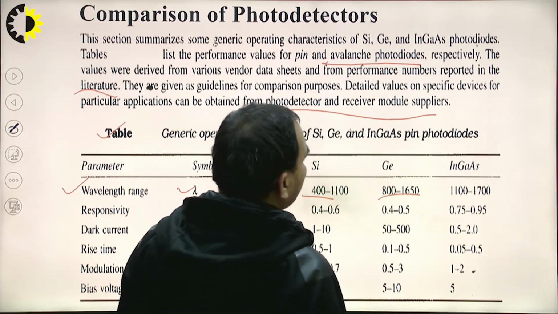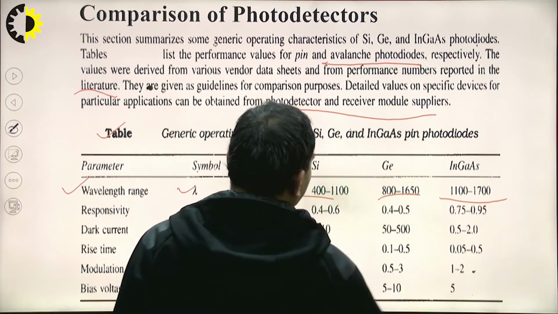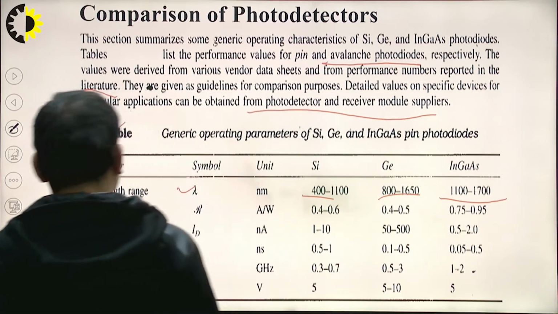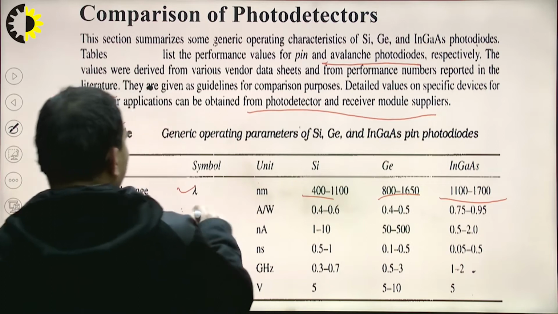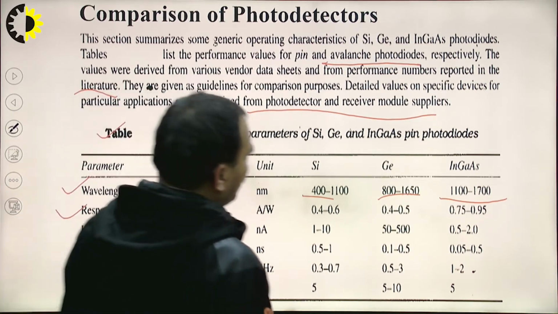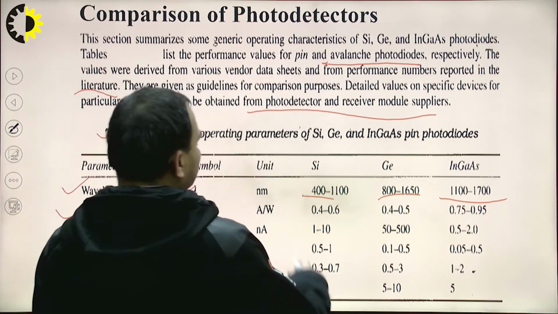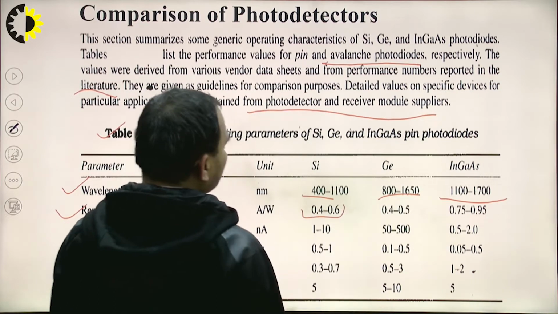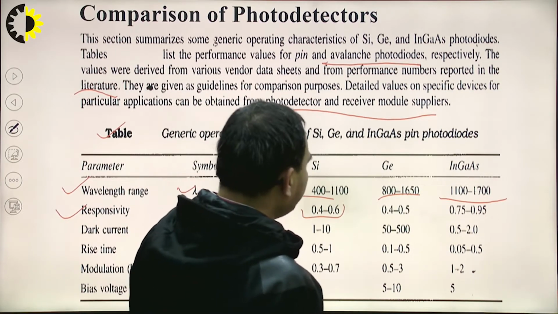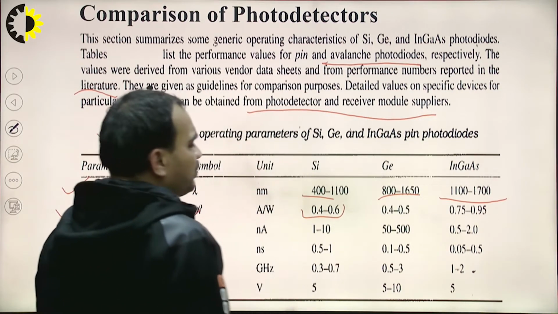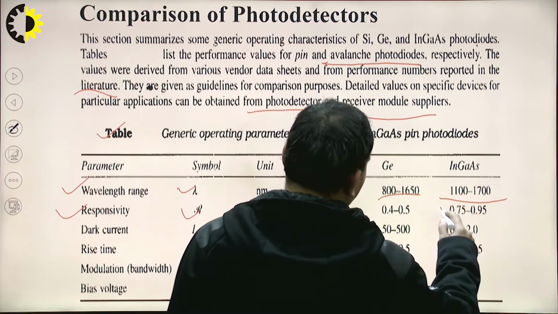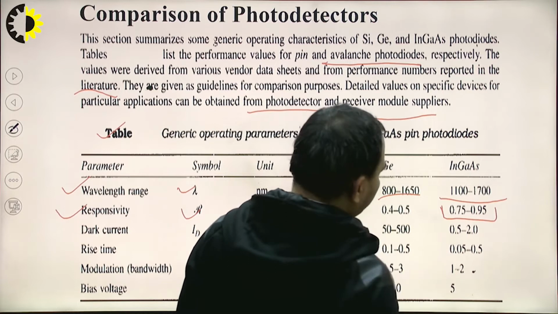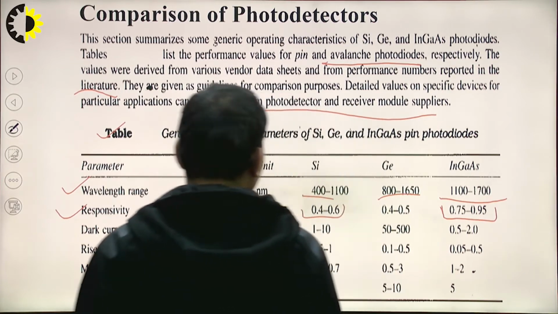For indium gallium arsenide it is ranging from 1100 to 1700. When we are talking about the responsivity, that is, how much response will be provided in amperes per watt, for silicon it is ranging from 0.4 to 0.6. For germanium it is ranging from 0.4 to 0.5. For indium gallium arsenide it is ranging from 0.75 to 0.95.